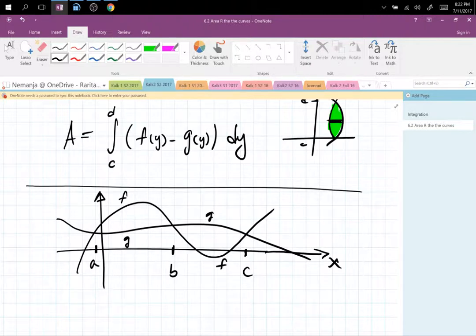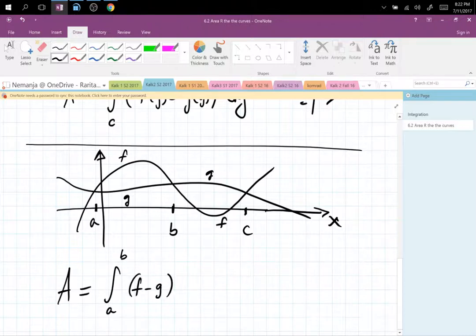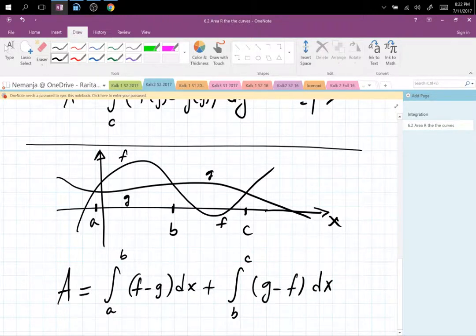Make sense? Perfect. So I'm going to write a formula for that, but I can't draw every possible combination, right? Because they might intersect 5 times. Then you have five integrals, right? 4 integrals. This is 3 intersections for 2, it's n minus 1. So area in this case is integral a to b of f minus g plus integral b to c of g minus f dx.